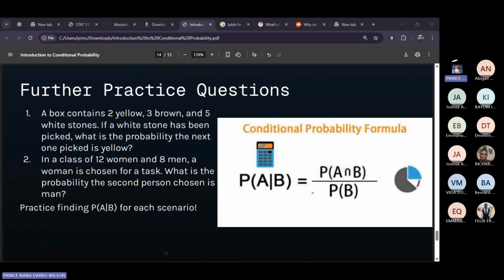Okay, so yes, you can try applying the formula for the same second question. So now you try that. Apply the formula to the second question and see if it gives you the outcome that we want, that is 8 over 19. And if you have any questions, please go ahead and ask.